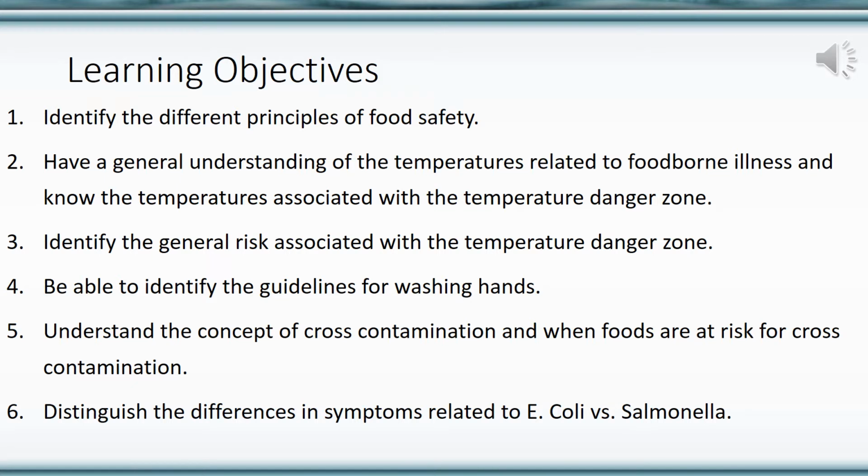There is quite a bit of information available in this chapter, and with that in mind, you can plan on seeing quite a bit of this material on the exam as well. So be able to identify the different major principles of food safety, have a general understanding of the temperatures related to foodborne illness, and know the temperatures associated with the temperature danger zone. Identify the general risk associated with the temperature danger zone. Be able to identify the guidelines for washing hands, and then finally, understand cross-contamination and when foods are at risk for cross-contamination and what risk this poses.